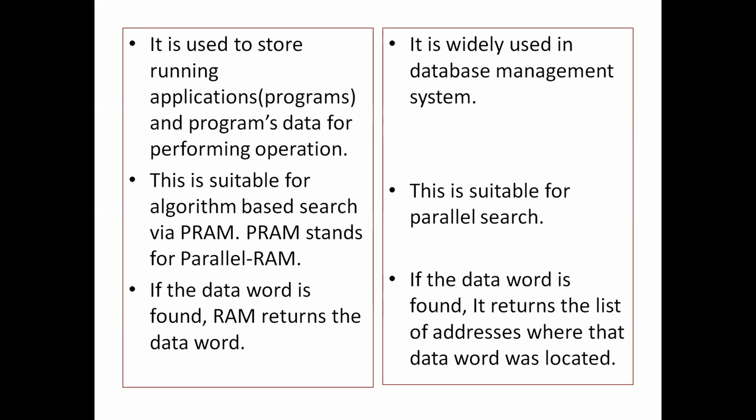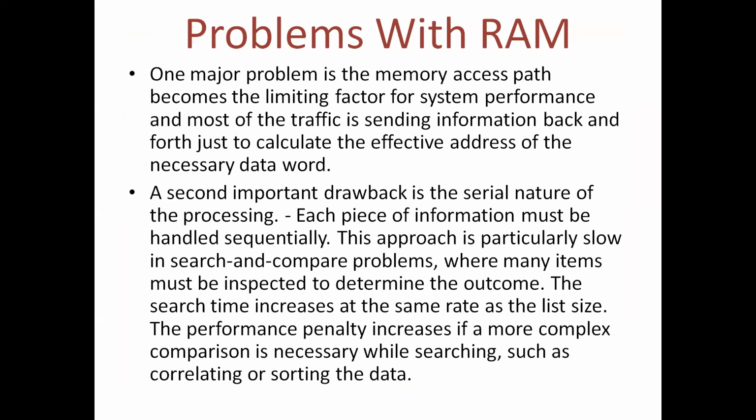If the data word is found, RAM returns the data word. In CAM, if the data word is found, it returns a list of addresses where that data word was located. A small difference is that we have to supply the location and RAM gives our output. If you give the small data word, then CAM will search the entire memory and give the address memory location of that particular information in the computer or in the device which we are using.